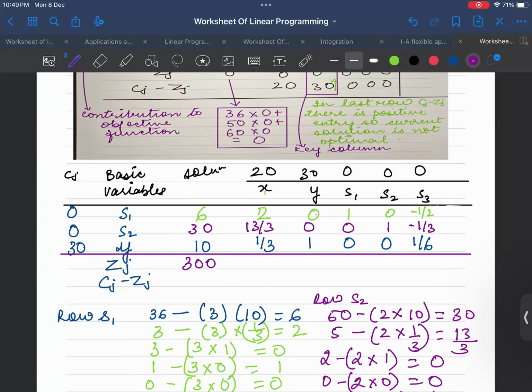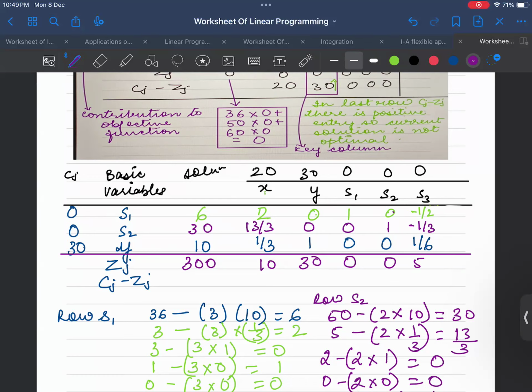Is it clear? In this case also, 2 multiplied by 0, this multiplied by 0, this multiplied by 10 is 10. It is 0, 0, 30. 1 multiplied by 0, 0 multiplied by 0 plus 0 multiplied by 30 is 0. 0 multiplied by 0 plus 1 multiplied by 0 is 0. 0 multiplied by 30 is 0. Here, minus half multiplied by 0, minus 1/3 multiplied by 0, plus 1/6 multiplied by 30 comes out to be 5. Right? That was the value.